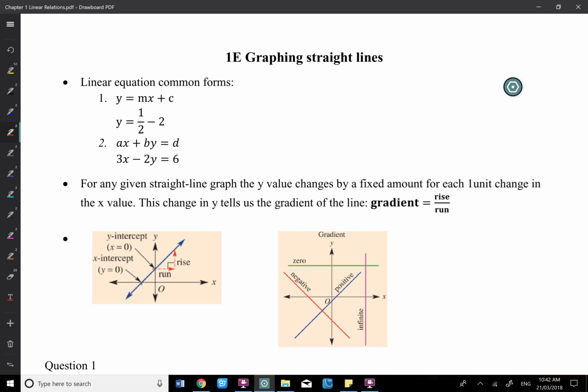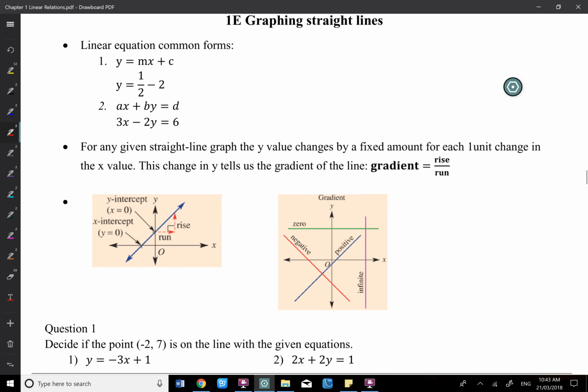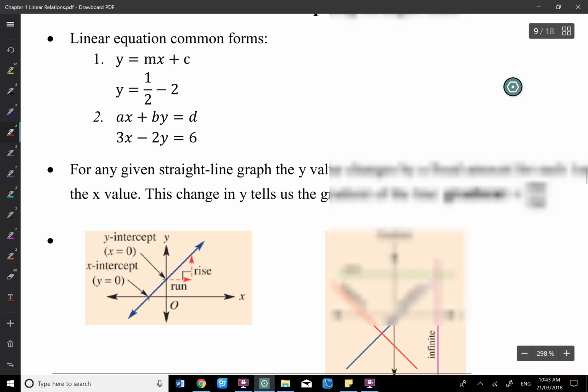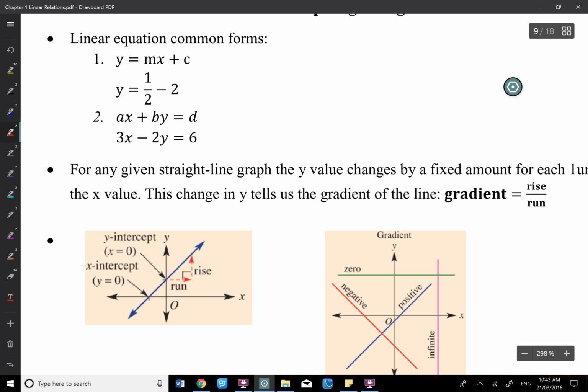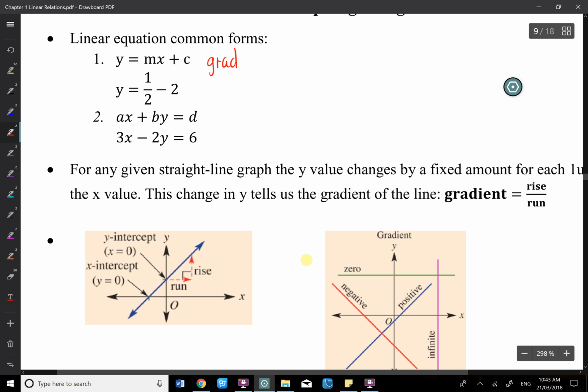So what does a linear look like? Well, a linear is a line. Okay, it's a straight line. So first of all, we talk about graphing straight lines. We have a linear equation with a common form. There are 2 forms for linear. One form is y equals mx plus c. This is called the gradient intercept form.